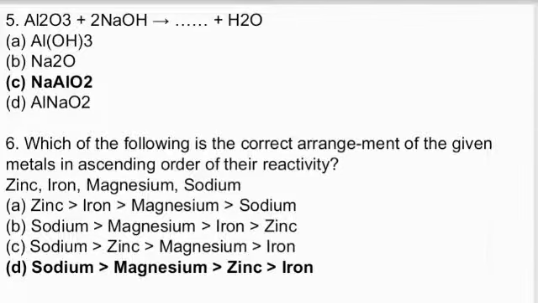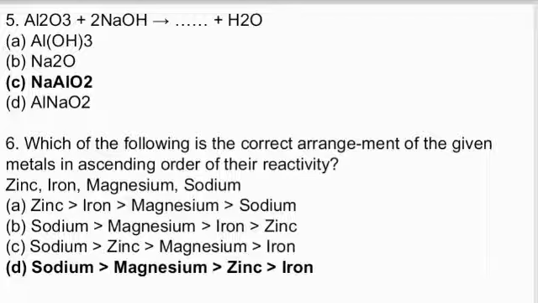Question number 5. Al2O3 plus 2NaOH gives dash plus H2O. The options are Al(OH)3, Na2O, NaAlO2, AlNaO2. The correct answer is option C, NaAlO2.